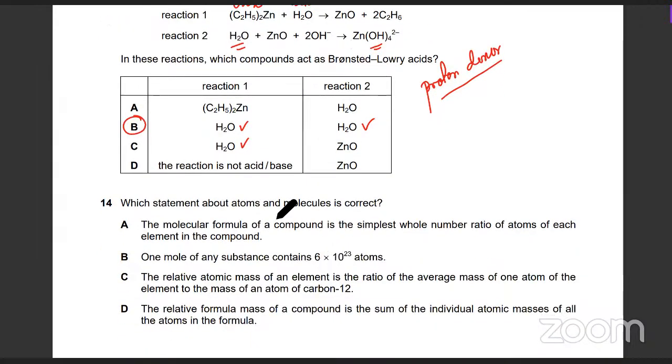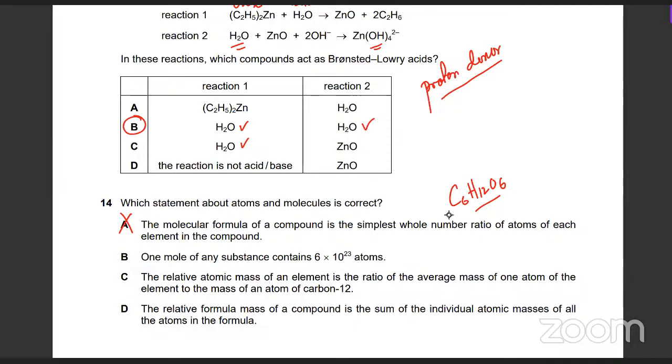Which statement about atoms and molecules is correct? So read this and tell me what the answer is. Is the first statement true, that it's the simplest whole number ratio of atoms of each element in the compound? Yes, that's the empirical formula. The molecular formula is actually, like glucose, and that's the molecular formula. It tells you the actual number. So the first one is wrong.